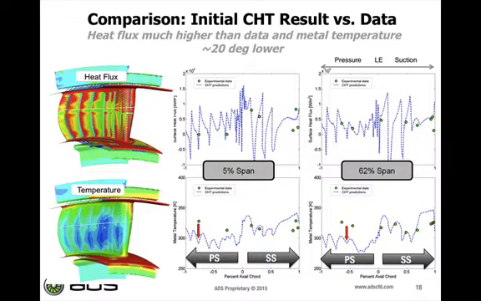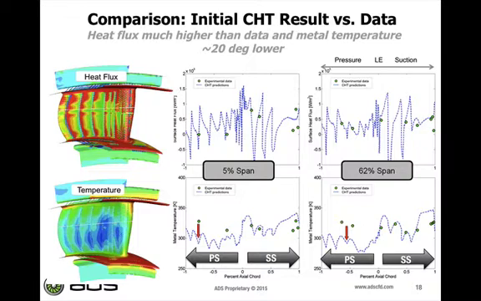Here we're looking at our initial predictions compared against the data, and the data is coming from the Air Force Research Laboratory's blowdown facility. On the left-hand side of the screen, we see surface contours for the heat flux and the surface metal temperature. Just looking at these at a high level, you can see some signatures of the film cooling holes. You have shaped hole rows back here on the pressure side. You have the stagnation line right here, and you can see there are showerhead holes on either side of that stagnation line.